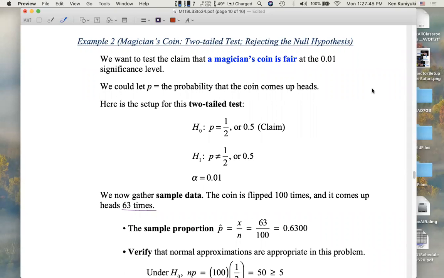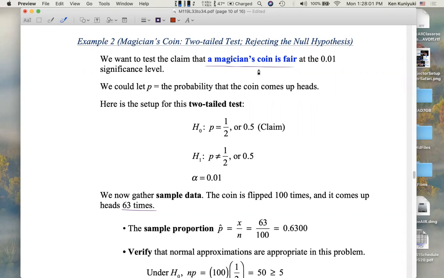Hi, everyone. Let's do more with the magician's coin, some more tests. We want to test the claim that the magician's coin is fair at the 0.01 significance level. P is the probability of heads. The claim is that the coin is fair.